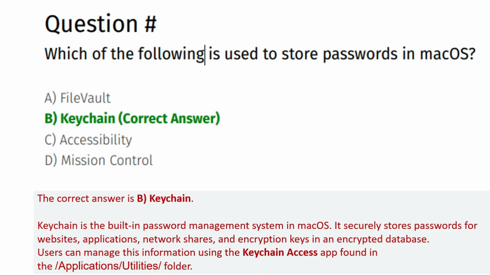And the explanation is, Keychain is the built-in password management system in macOS. It securely stores passwords for websites, applications, network shares, and encryption keys in an encrypted database. Users can manage this information using Keychain Access, found in the /Applications/Utilities folder. So that's why the correct answer for this question is option B, Keychain. So let's move to the next question.